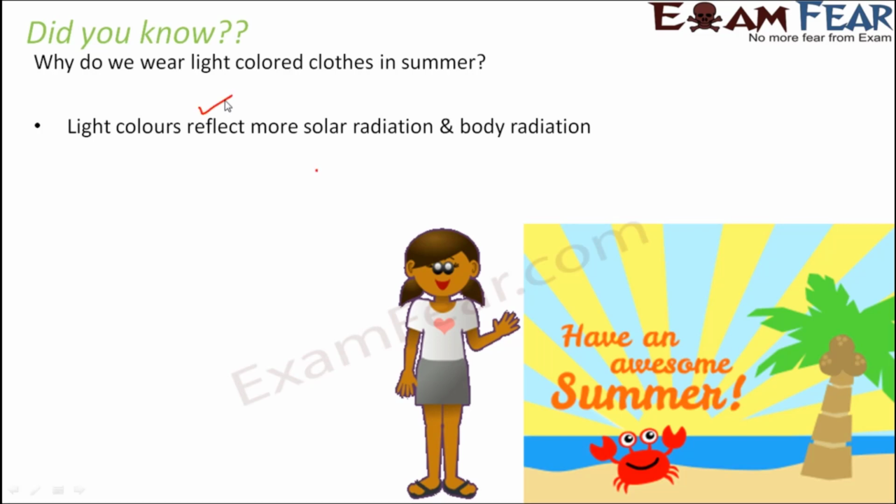As I told you, whenever radiation falls on any object, there are three options that can happen. Some light might get reflected, some light might get absorbed, some light might get transmitted. If more light is getting reflected, that means less light is being absorbed, right? So with these light colors, most of the light gets reflected. Therefore, less light is absorbed and therefore it becomes less hot. So the person feels less hot. Whereas dark colored clothes like black absorb maximum light. So they absorb maximum heat and therefore the body becomes hotter. So with light colors, the body remains cool, and that is why light colors are preferred in summer.